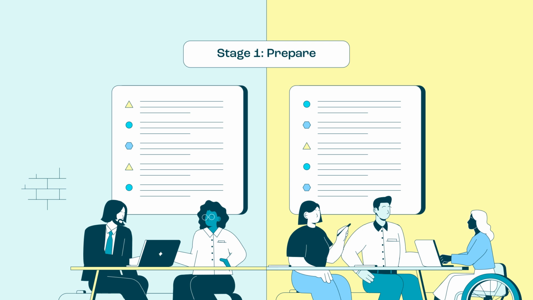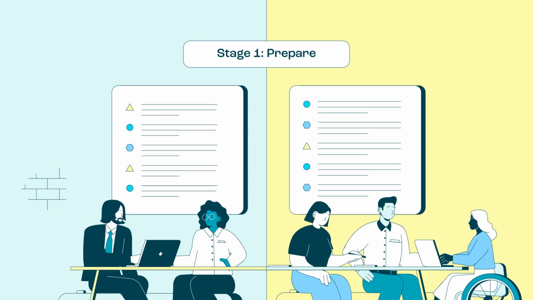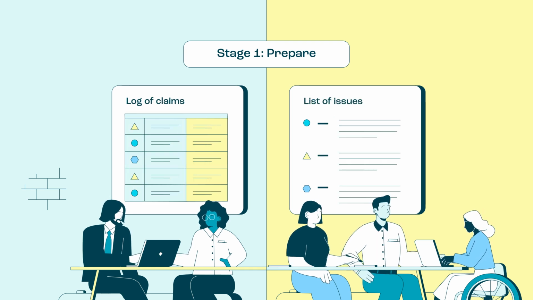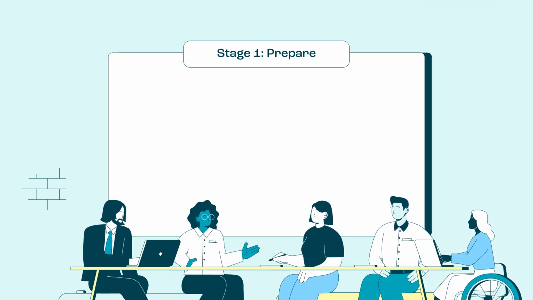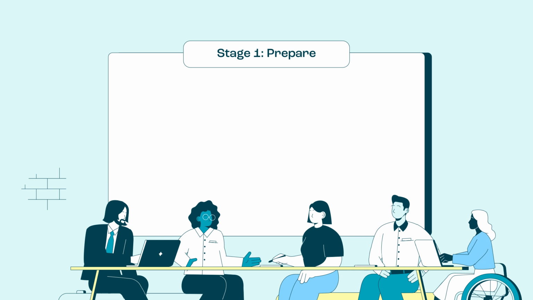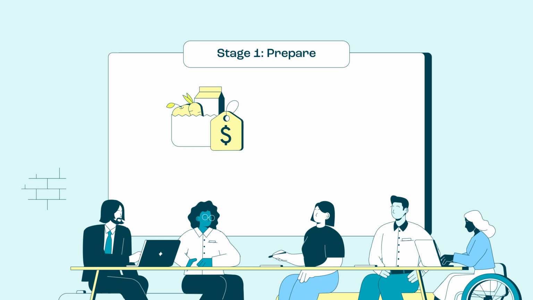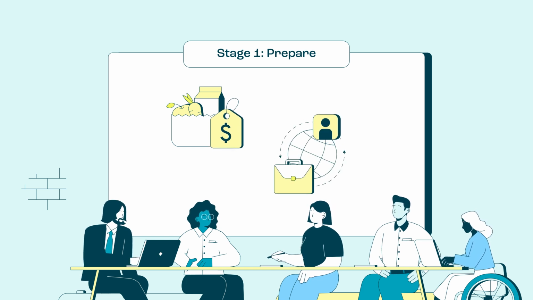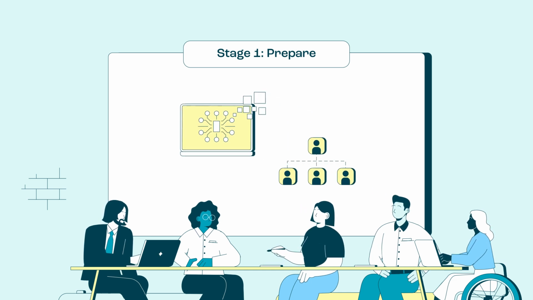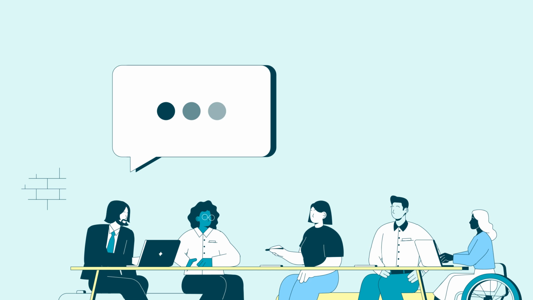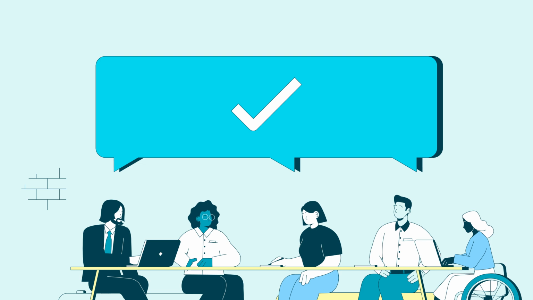Through this process, employer and employee representatives each develop a list of topics for bargaining. This may take the form of a log of claims or a list of issues or interests. Separately or together, members of the bargaining committee also consider issues that are relevant to the bargaining context, like current social and economic conditions, the cost of living and the business environment, and workplace matters, like new technology or changes to team workloads or structures. Before negotiations start, the bargaining committee also agrees on how and when bargaining will happen.